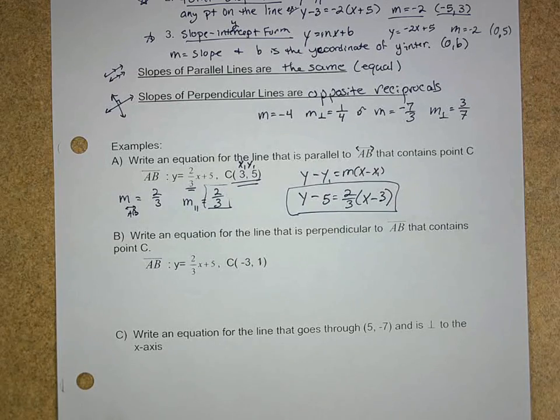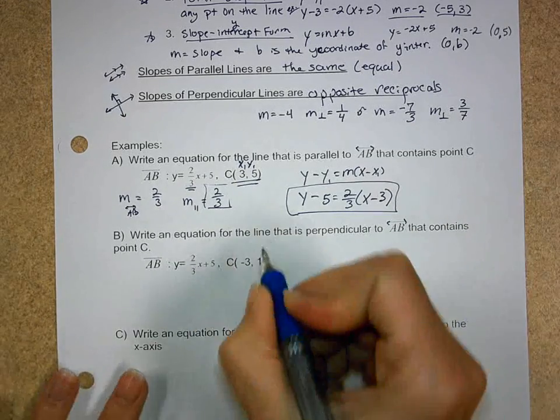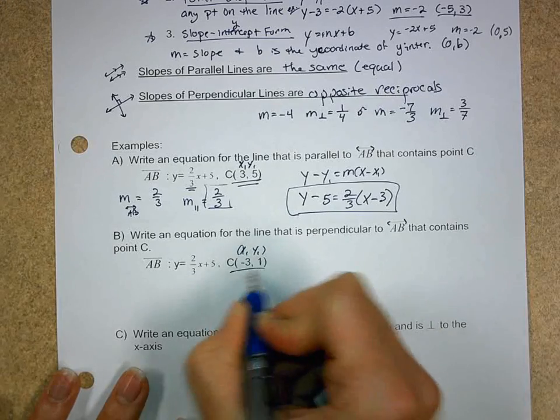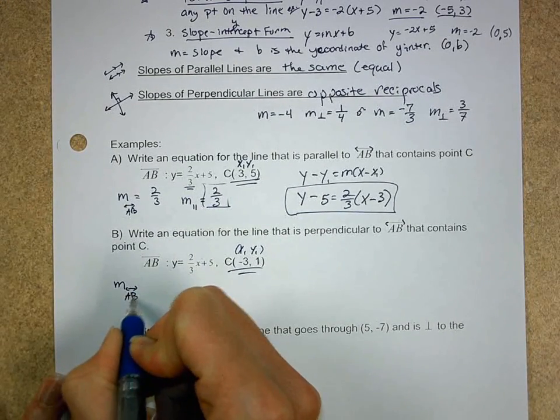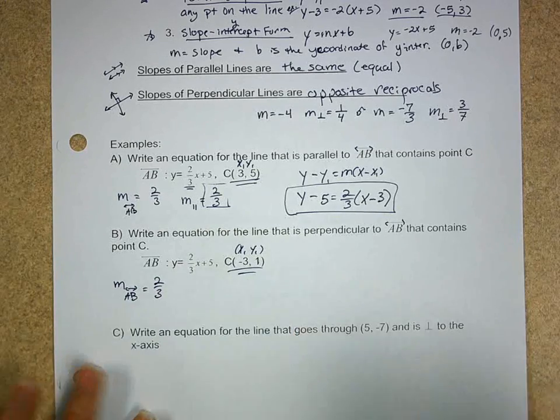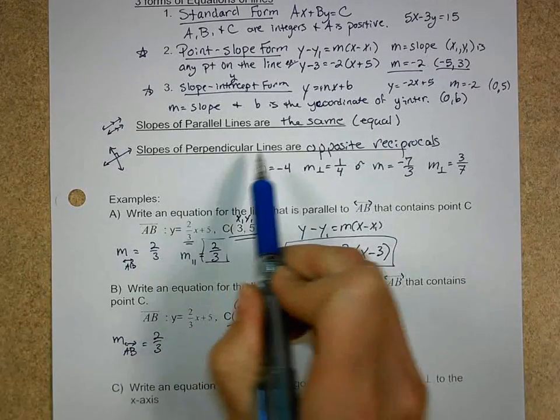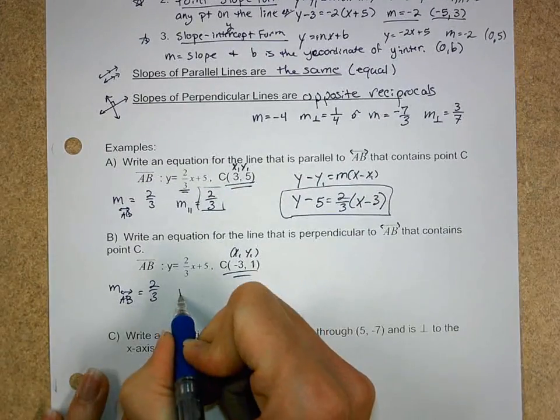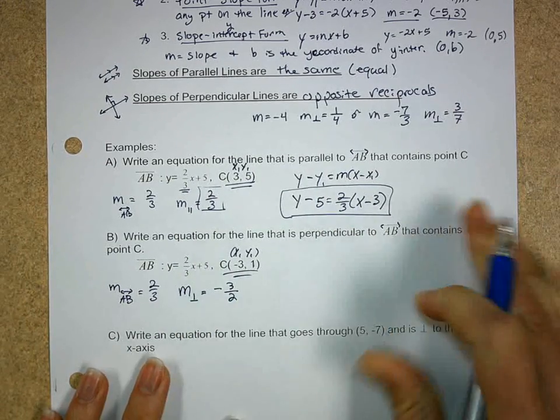Now the next one, I want to write an equation for the line that is perpendicular to line AB this time. So it contains point C. So I still have another point. This is going to be my x1, y1. But I still need a slope. Well, my slope for line AB stayed the same. It's 2/3. But I want a line that's perpendicular to it. So I go up here and go, okay, slopes of perpendicular lines are opposite reciprocals. So if this is 2/3, the slope of the line that's perpendicular to it is a negative 3/2.